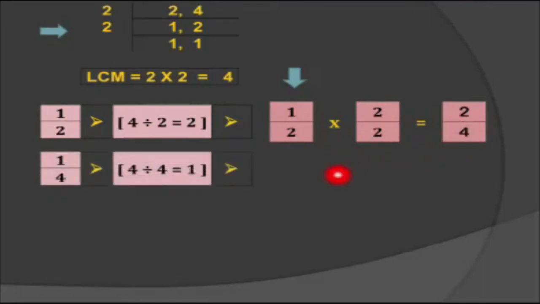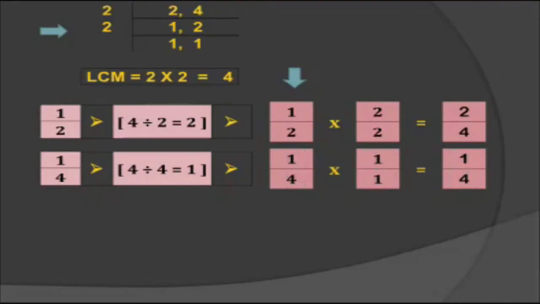In the next step we can see 1 by 4. Here the denominator is 4 and the LCM is also 4, so we are dividing 4 divided by 4 is equal to 1. So we will multiply 1 by 4 by 1, right? Here 1 by 4 multiplied by 1 by 1 is equal to 1 by 4. Now we can see the denominators are the same.